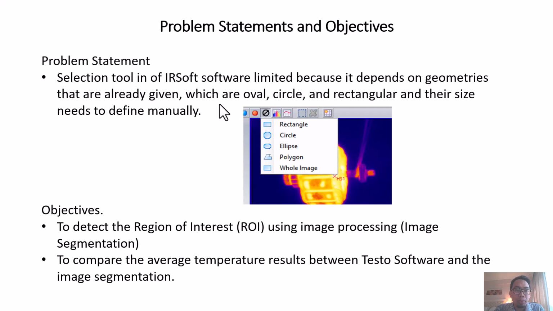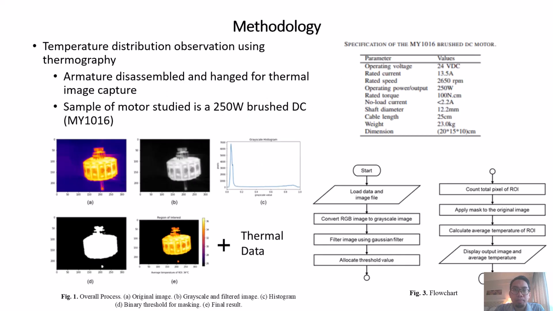As for the objectives of my project, the first one is to detect the region of interest, ROI, using image processing, where we perform image segmentation. The second objective is to compare the average temperature result between using the Test.ir software and the image segmentation.